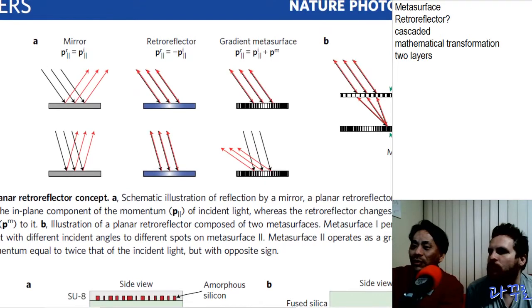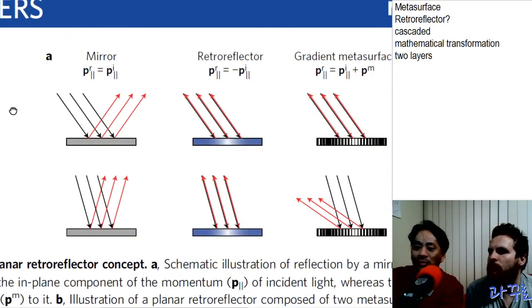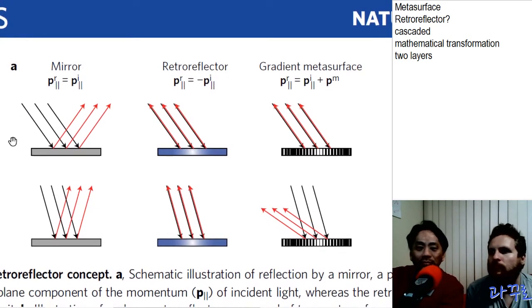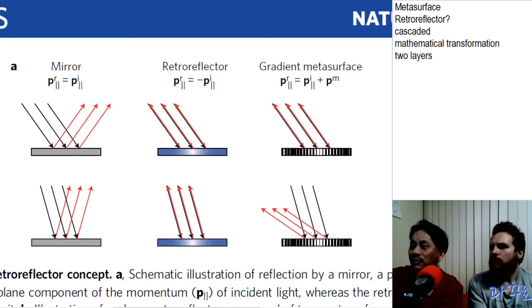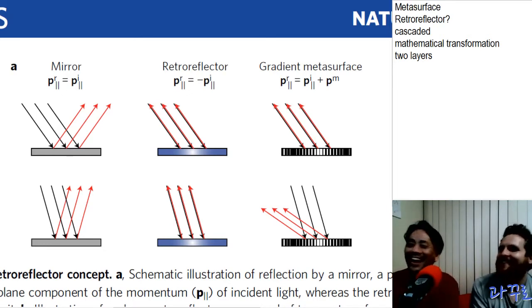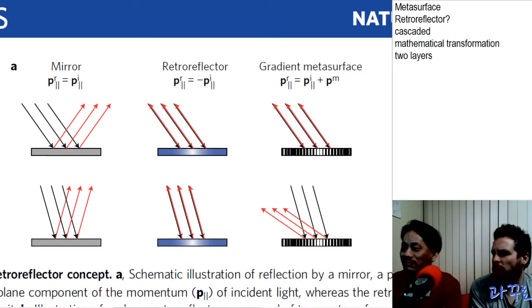This is figure 1a. Let's zoom in just to see figure 1a. Then let's guess what it is about. How do you think? Well, it's showing three different things: a mirror, a retroreflector, and a gradient metasurface.